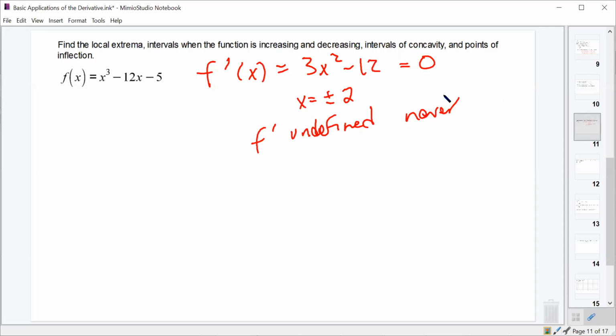Why is it never undefined? Well, because it's a polynomial, right? Polynomials exist for all real numbers. Okay? So we have two critical values, positive 2 and negative 2. How are we going to determine if the function's increasing or decreasing, and whether we have local maxes or local mins?